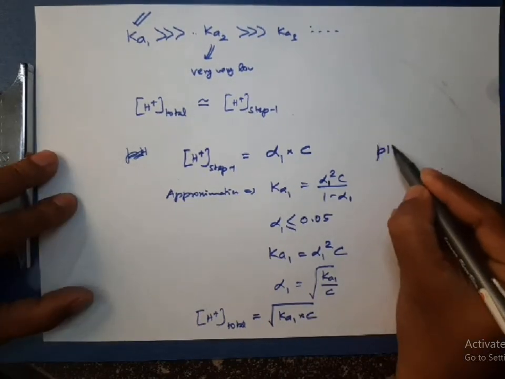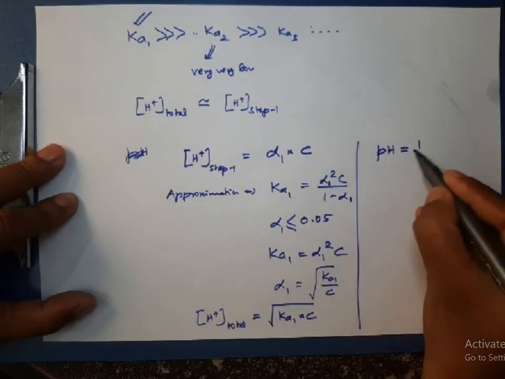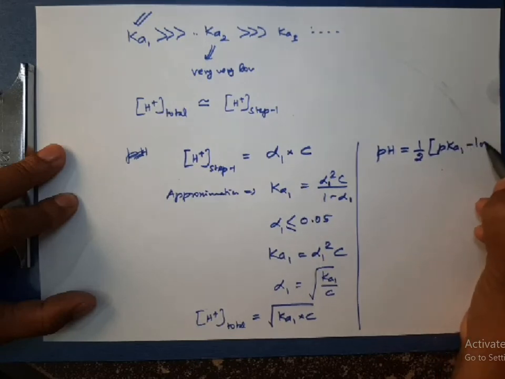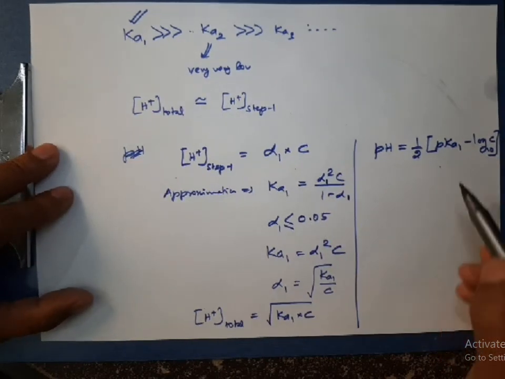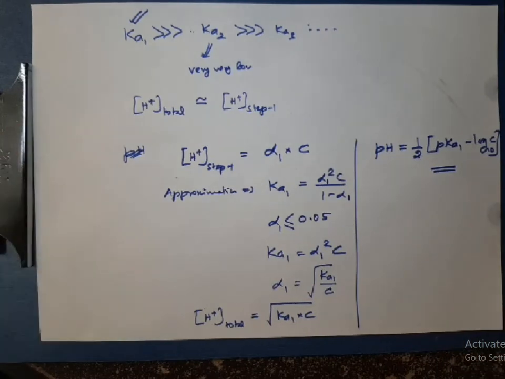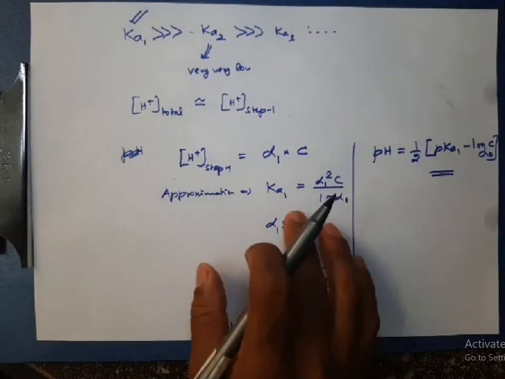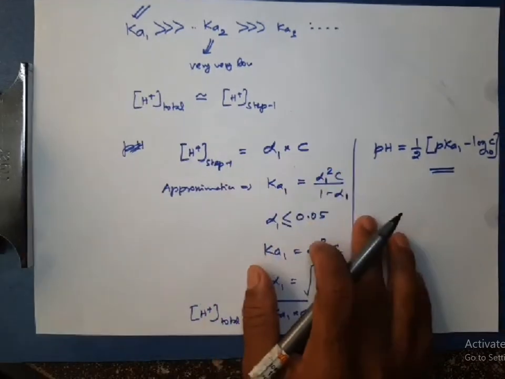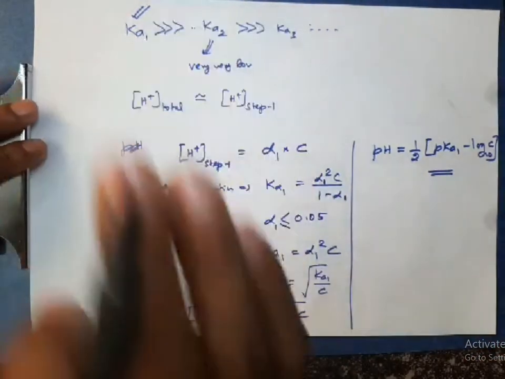Therefore I can write pH as, so what's the pH? pH equal to 1 by 2 into pKa1 minus log base 10 C. This is the formula we use to calculate pH of a polybasic acid. If you want to calculate pH of a polybasic acid, then this is the route. We consider only the first step.